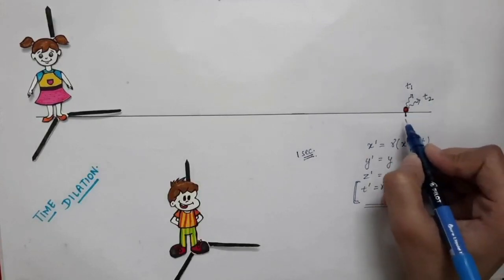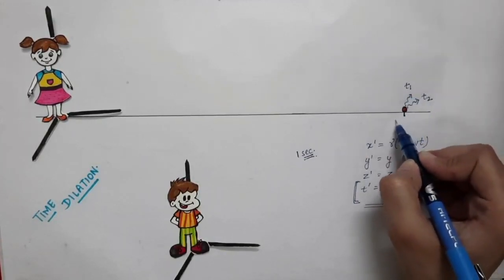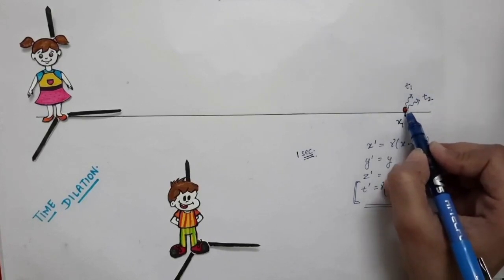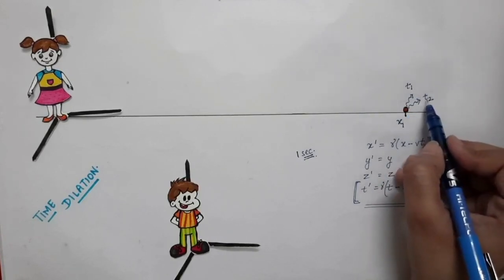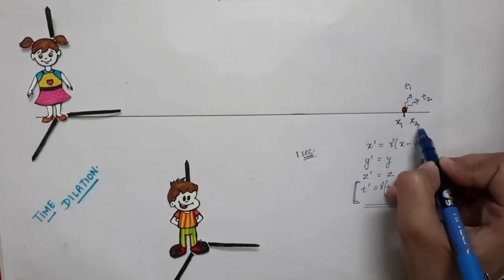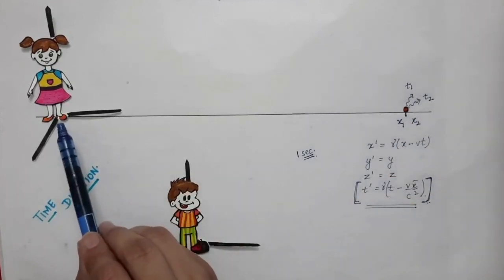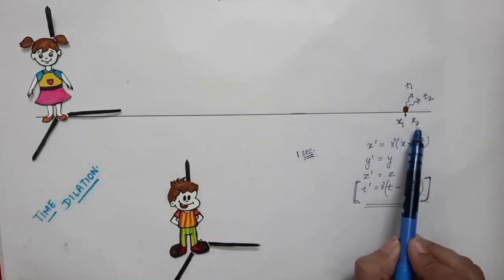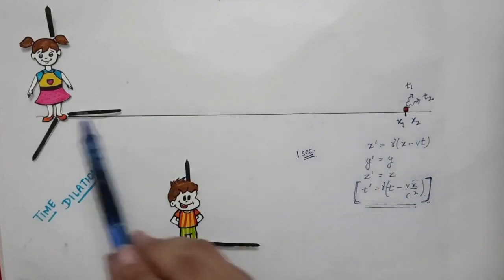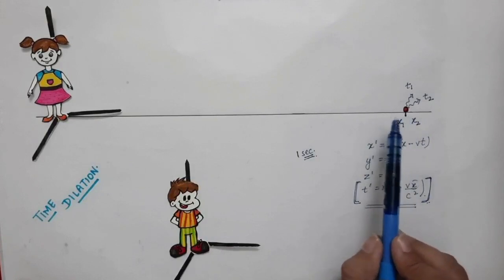So x1 will be equal to x2. So let's say at t1, x1 is the coordinate of this source, and at t2 time, when the second event occurs, x2 is the coordinate of this source, and we know that according to you are at rest, so x1 will be equal to x2. So you are at rest with respect to the source, so with time the x coordinate will not change.